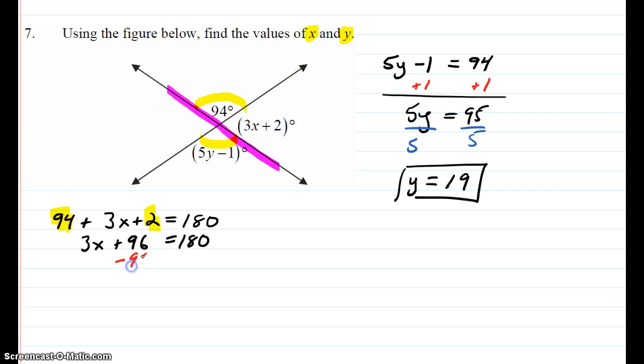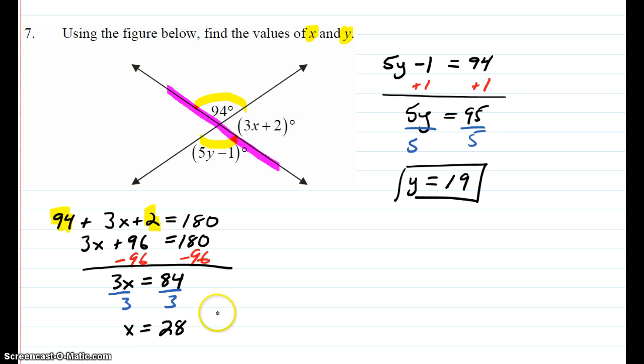Now minus the 96 from both sides. And we get 3x equals 84. Now divide both sides by 3. And so x is going to equal 28. If you want to make sure you're right, you take the 28, you plug it in here, and then take your answer plus 94, and it should equal 180.